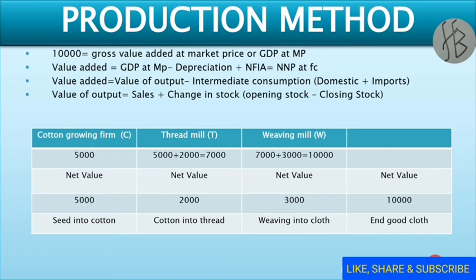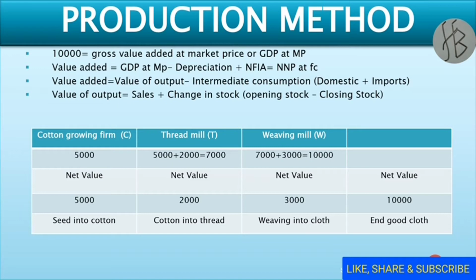In the first process, net value is 5,000. In the second process, when cotton is converted into thread, it is 2,000, and when the thread is weaved into the cloth, the net value calculated is 3,000. So the total is 10,000. So we can say 10,000 is the gross value added at the market price or GDP at the market price.